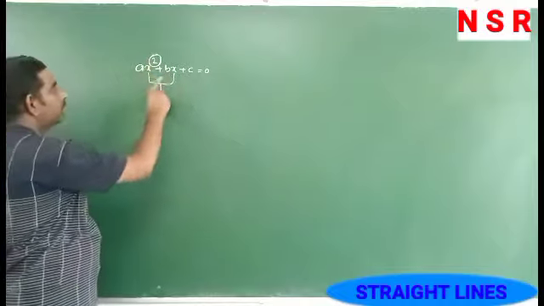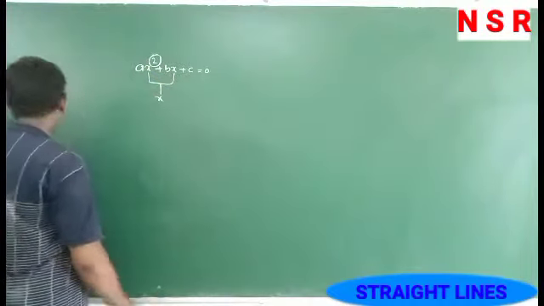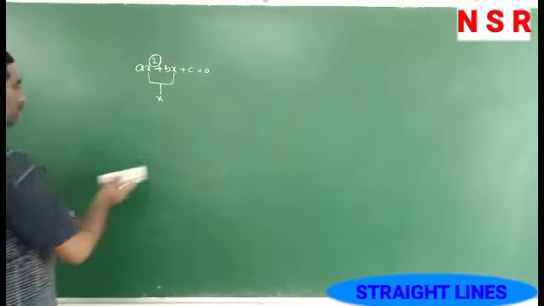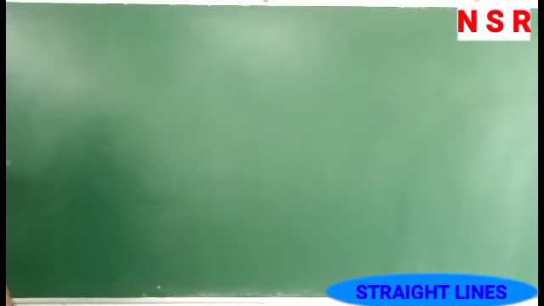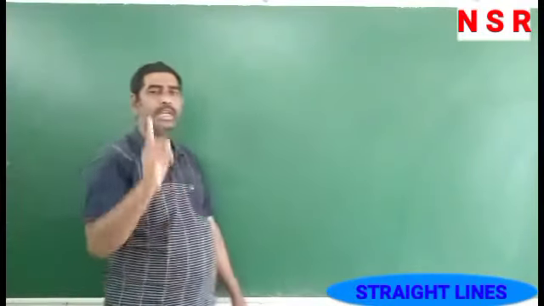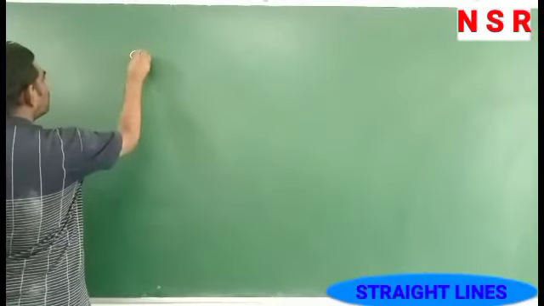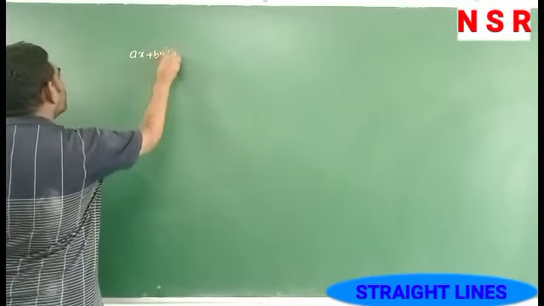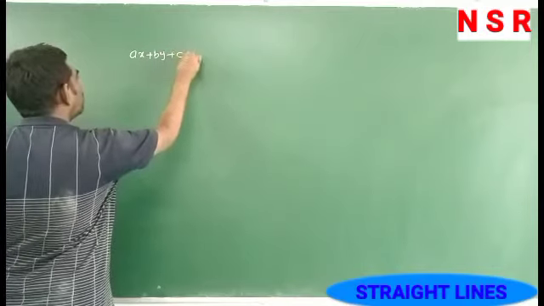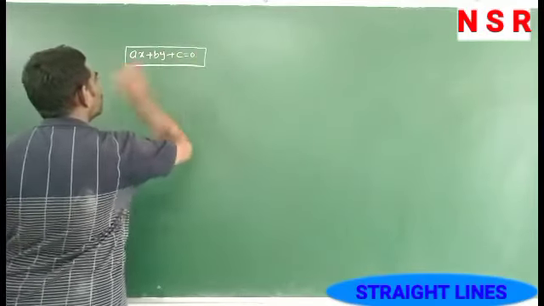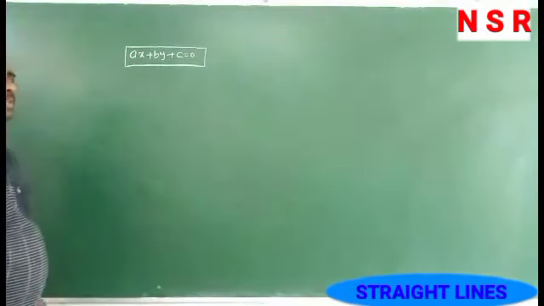Second degree equation with only one variable is called quadratic equation. So that is the standard form of quadratic equation. Now here we have the standard form of straight line. What is the definition of straight line? A first degree equation with two variables is called a straight line. It is denoted by ax plus by plus c equal to 0. So this is the standard form of straight line.